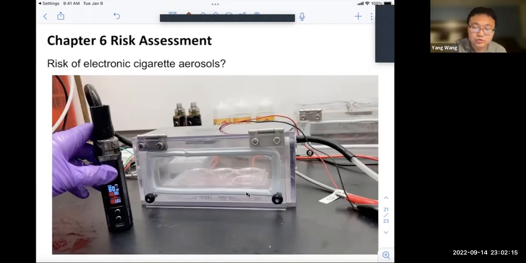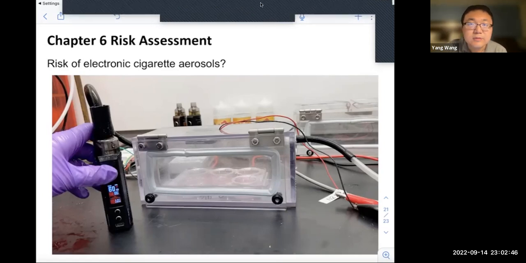Here I also have a short video showing how we introduce the e-cigarette aerosols into a chamber. You can see that we have the petri dish inside, where we culture the cells, and at the same time, this is a popular e-cigarette, called the Wupu e-cigarette. We generate these aerosols and deposit them onto the cells to see how the particles are killing the human cells. Let me quickly share this video.